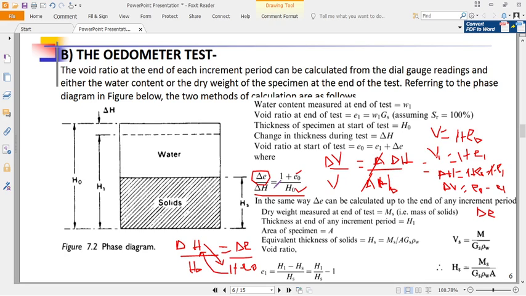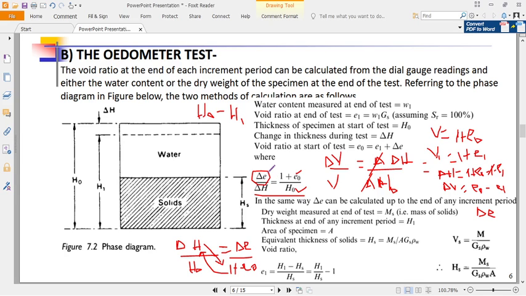For each application of the load we can determine the change in H, because the change in H is equal to the original height minus the new height. If this can be determined after application of each load after 24 hours, you can determine how much the sample has moved down. Is that okay? Then from this expression you can determine dE.